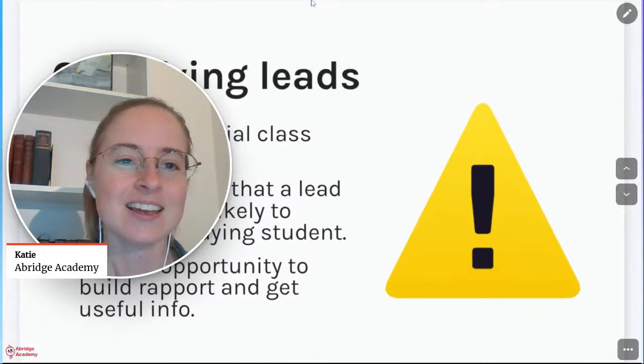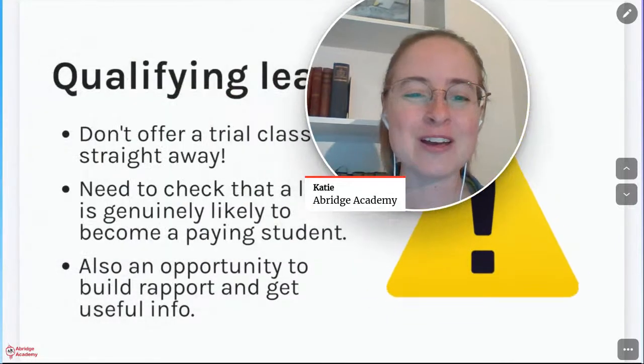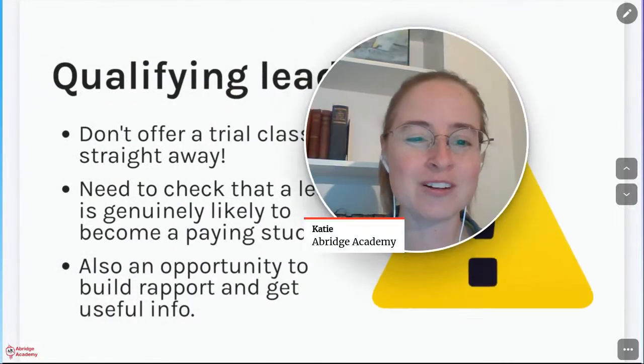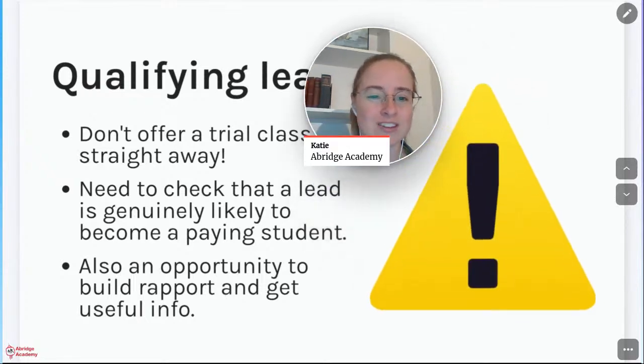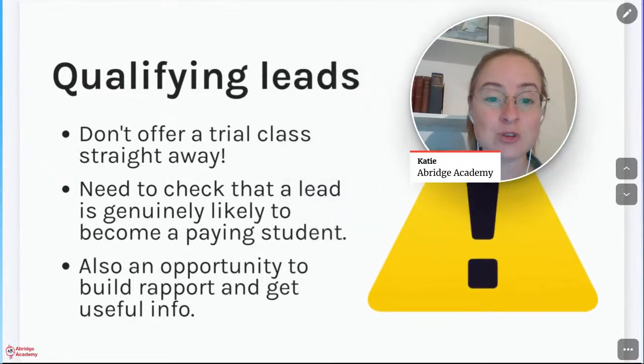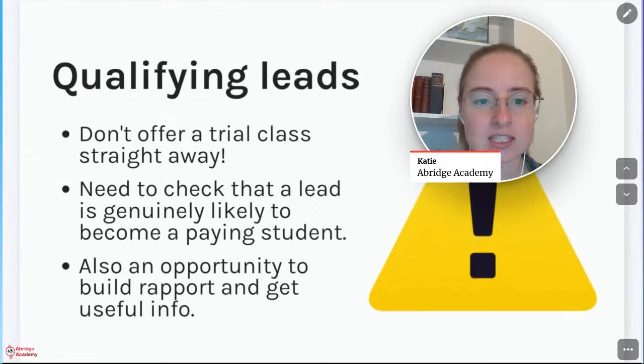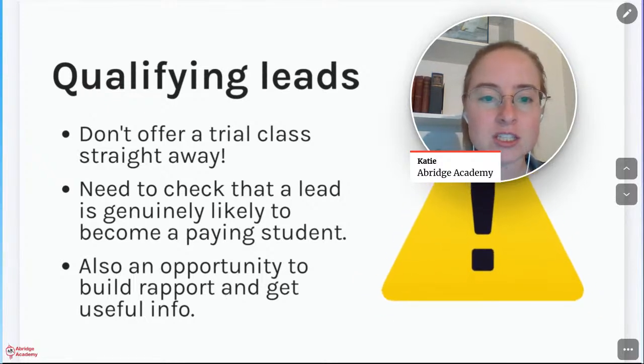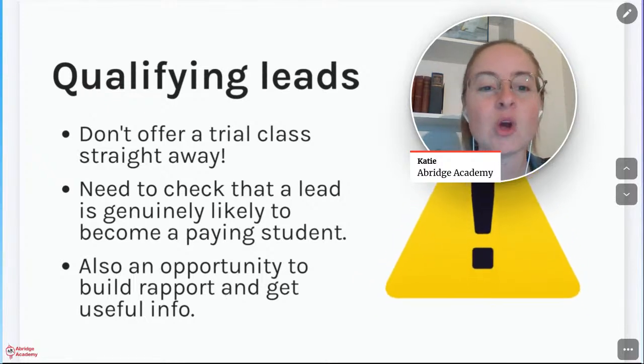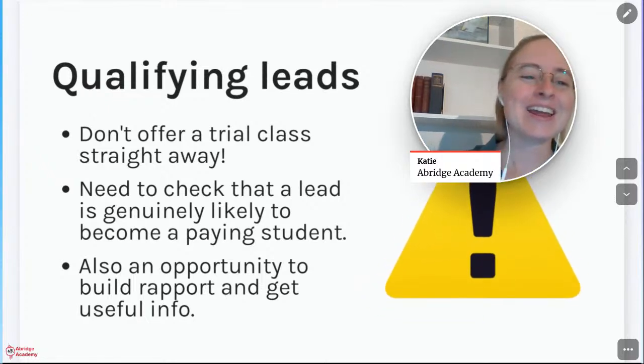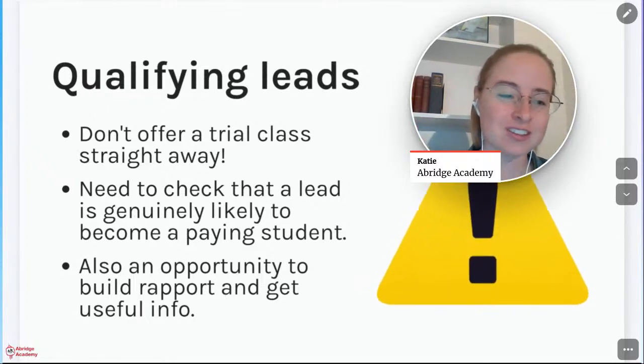Fantastic. So I know I've kind of said this already, I've very much been building up to this, but do not offer trial classes straight away. Big warning sign here. If someone reaches out to you and the first thing they ask, by the way, is, can I have a trial class? My answer is no. Goodbye. Do not jump straight to offering a trial class.